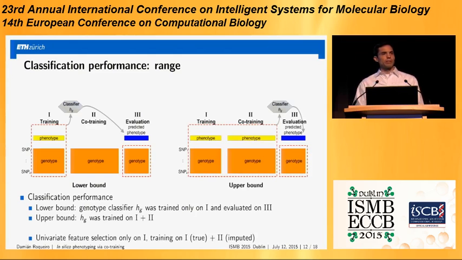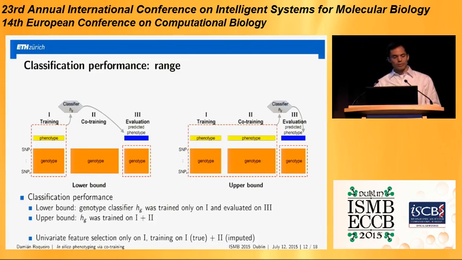On the other side of the spectrum, we have what we call the upper bound. Here, we train the classifier on the largest amount of true labels that we have. Now, if you remember, I made the assumption that we did not have phenotype information in the co-training set, but in reality we do. So this is a good way for us to determine the best classification performance that a genotype classifier can have. And our co-training method cannot do any better than this upper bound.